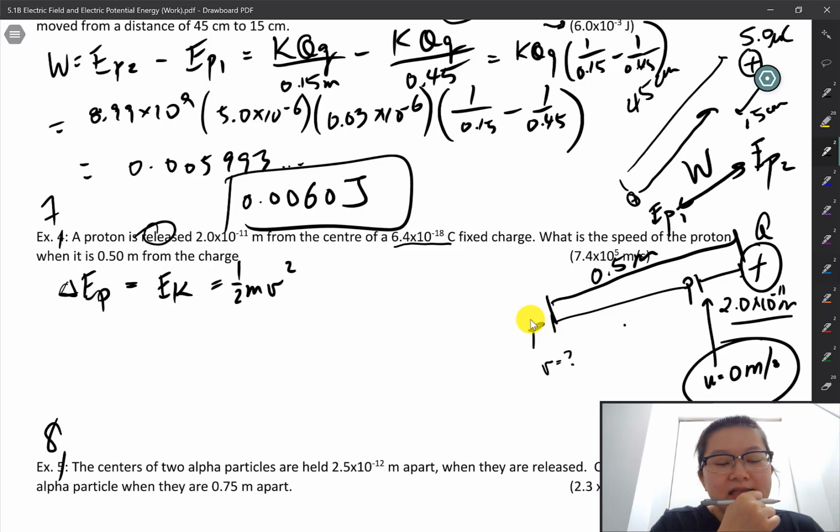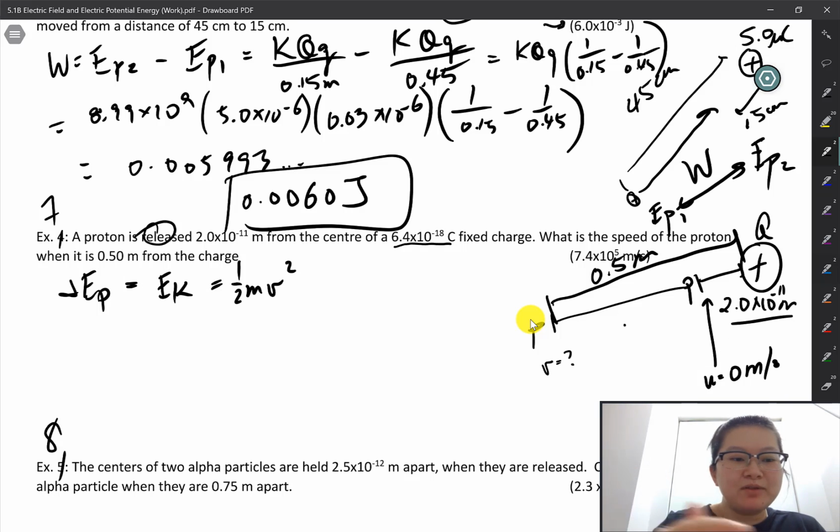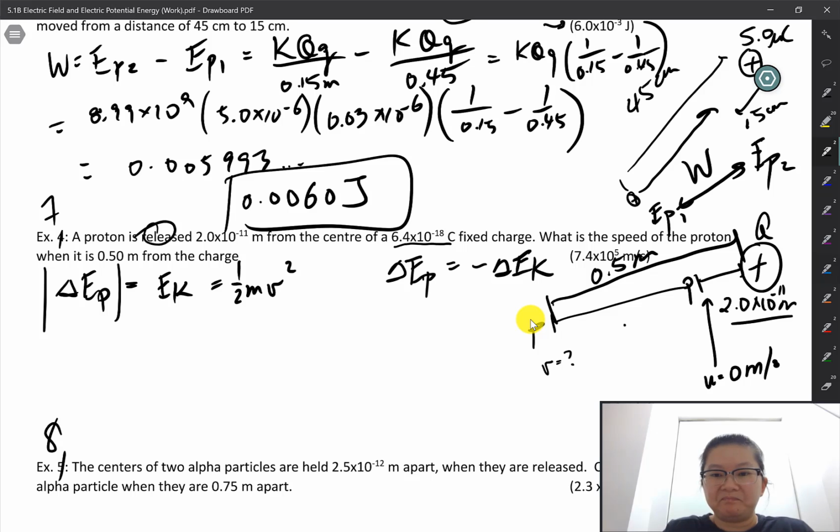In fact, I almost talked about this in terms of, whoa, what happened there? In terms of this being an absolute number for the change in potential energy. But if we want to be more exact, technically speaking, the change in potential energy should be equal to the negative change in kinetic energy according to conservation of energy, for an isolated system.